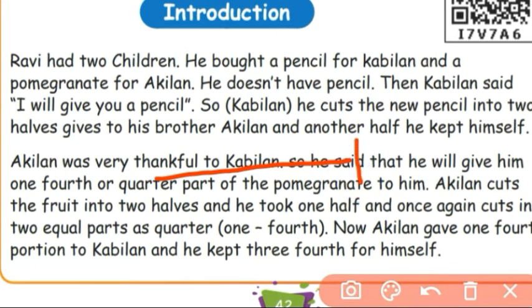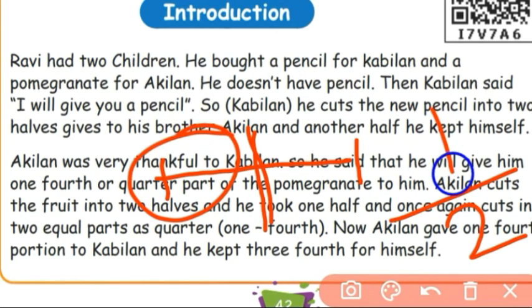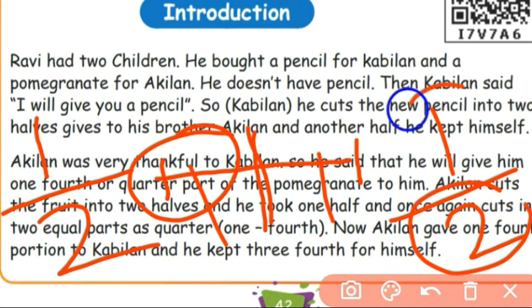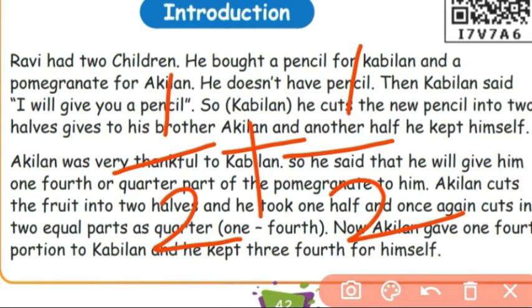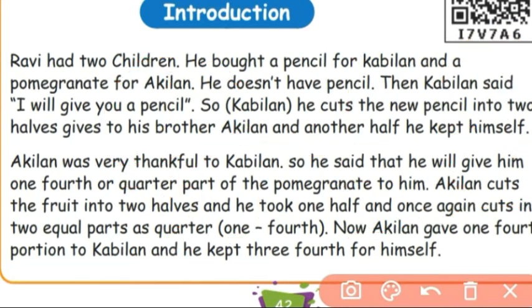See, Kabilan cut his new pencil into half, into 2 equal parts. Number of parts is 2. One he gave to Agilan, and one part he kept himself. 1 for Agilan, 1 for Kabilan. 1 by 2 means half. See, half plus half is equal to full 1.